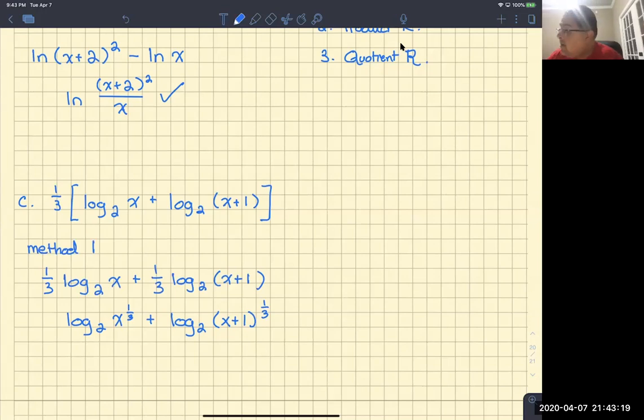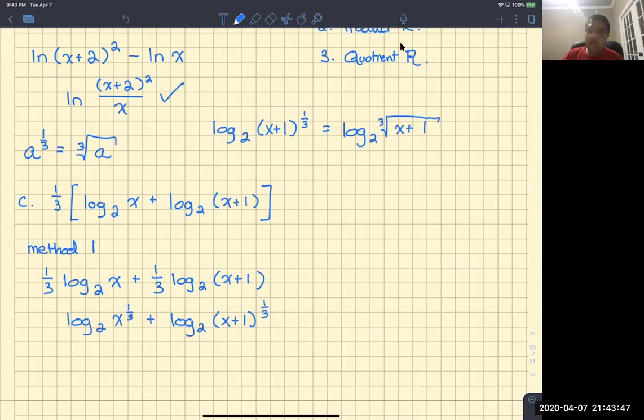Now, you're more than welcome to rewrite, for example, log base 2 of (x plus 1) to the 1/3 using radical signs. And remember, what does a to the 1/3 power mean? It is the cube root of a. So you can rewrite this as log base 2 of the cube root of (x plus 1). And that's up to you, or you can leave it like this. It doesn't matter. For argument's sake, I'm just going to leave it like this.